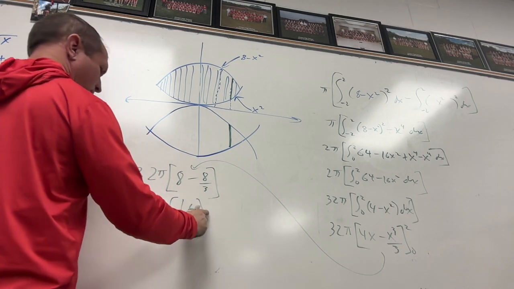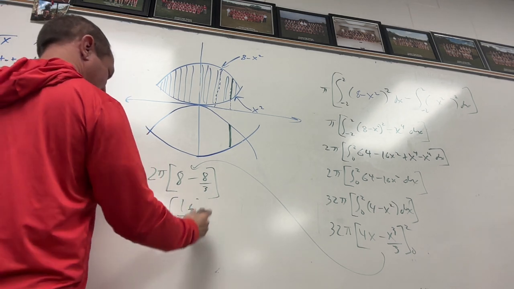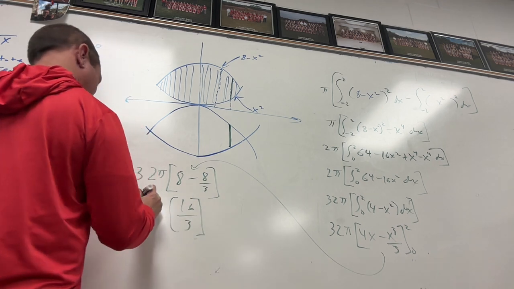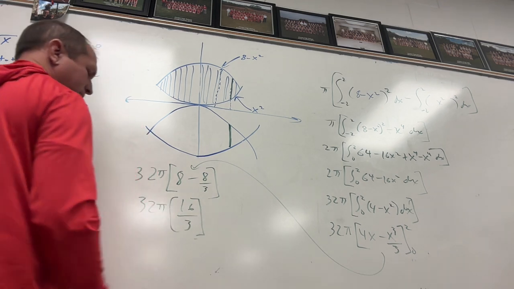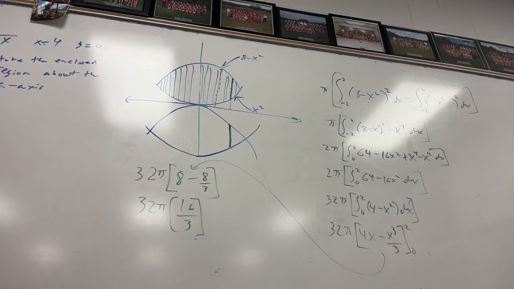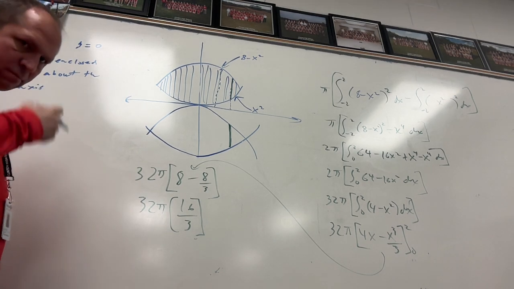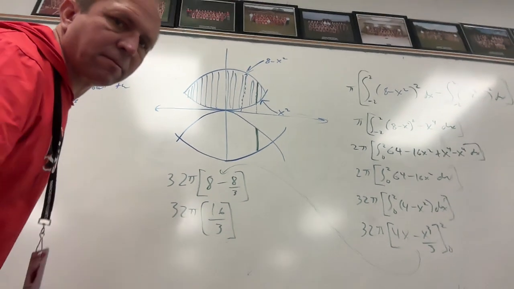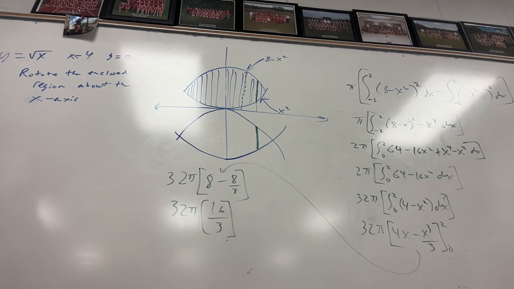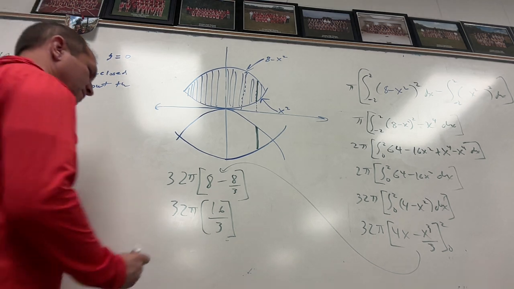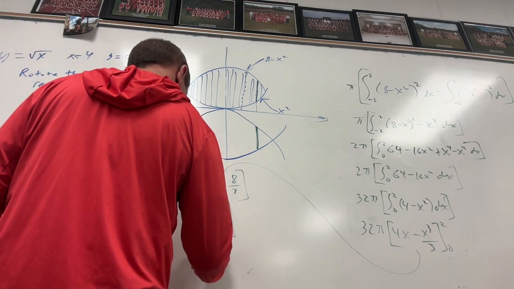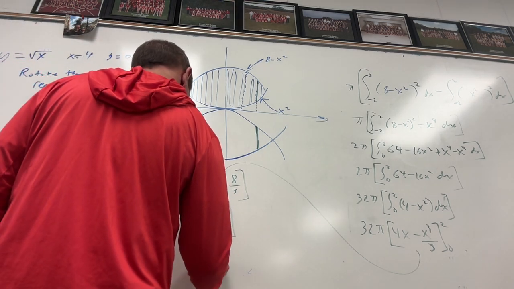Times 32 pi. And what is 32 times 16? 512, yeah. So 512 pi over 3.